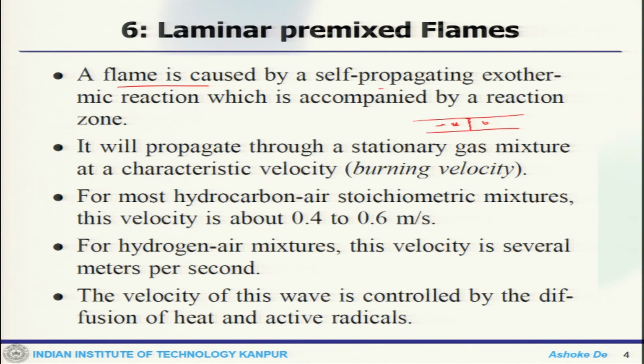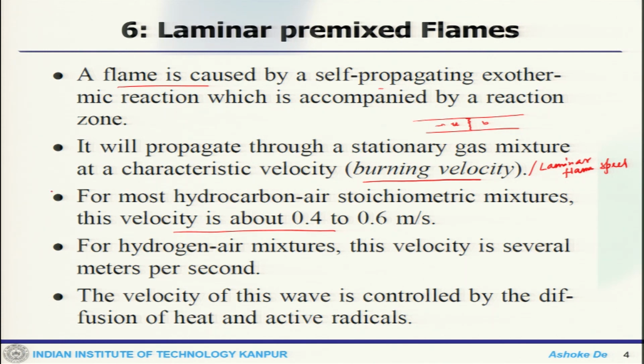Now, it will propagate through a stationary gas mixture at a characteristic velocity which is called burning velocity or laminar flame speed. So, this is one of the very fundamental properties of a premix flame, and that one has to know. Now, most hydrocarbon stoichiometric mixtures have a velocity about this. So, we will see how this burning velocity actually varies with the mixture, or rather the stoichiometric mixture coefficient.